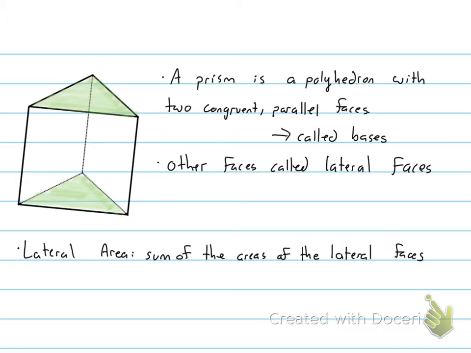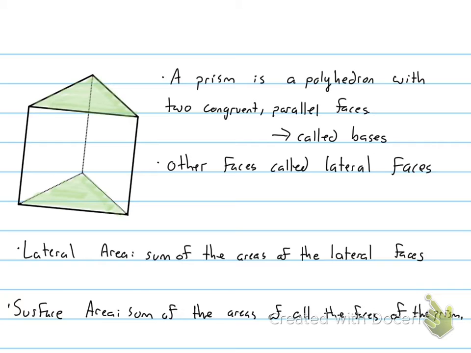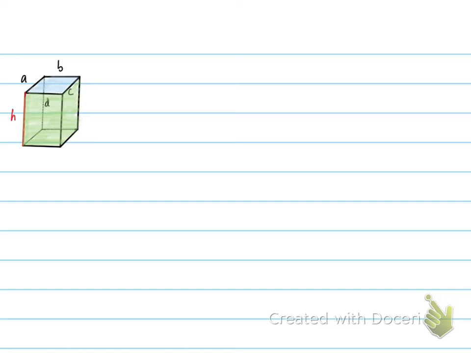So the lateral area would be the sum of the areas of all the lateral faces, while the surface area is the sum of the areas of all the faces added together. And just to show where our surface area formulas come from, here I have my 3D solid of a rectangular prism. Notice that for the bases, I'm going to call the side lengths A, B, C, and D, and the height, the distance between my bases, H.